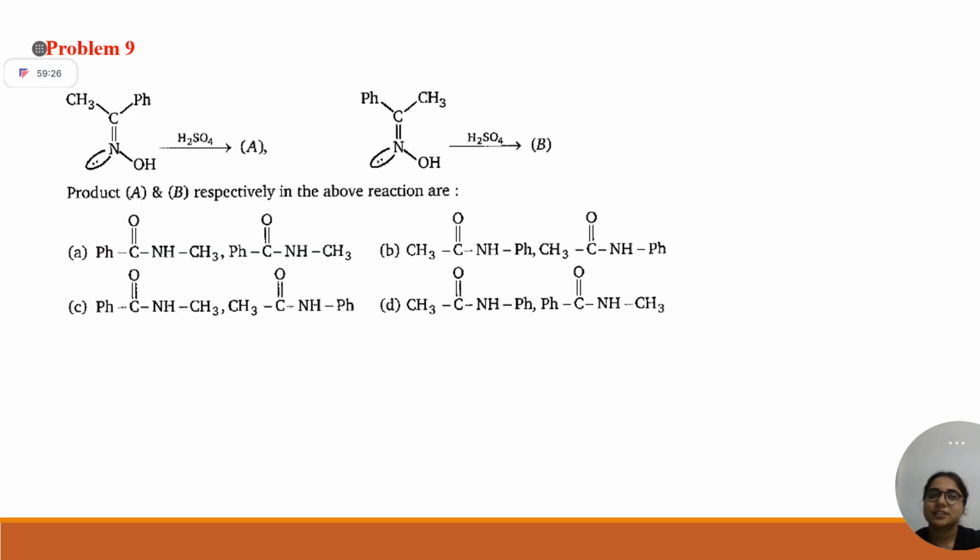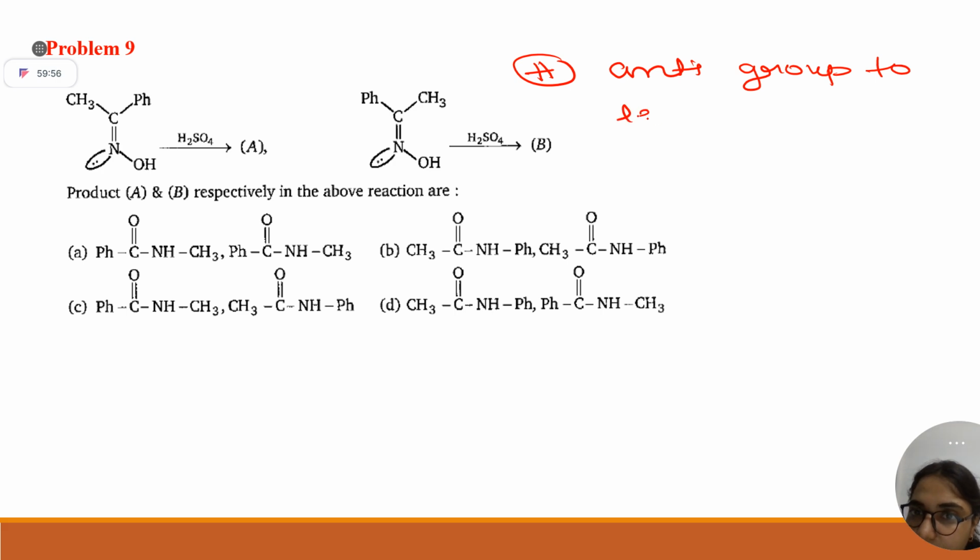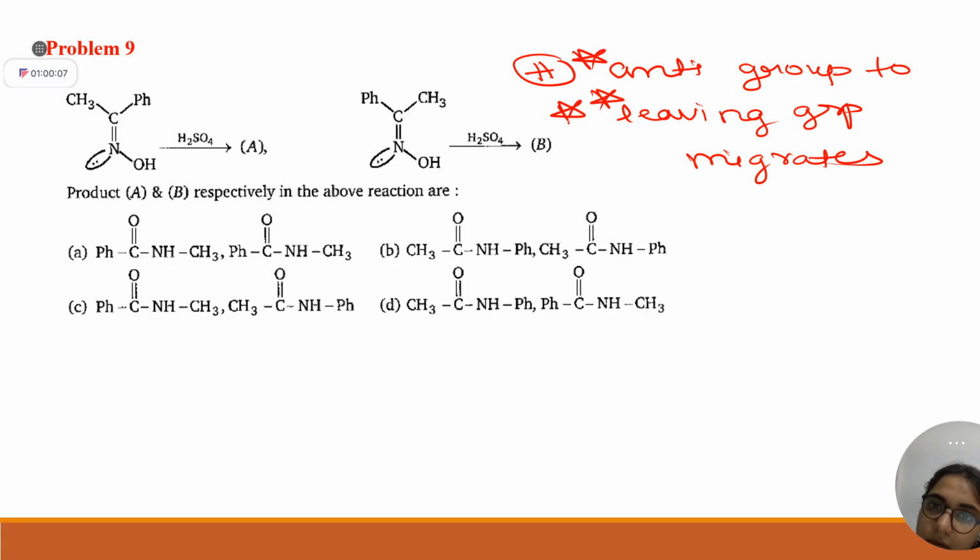Which name reaction is this? Here also, I can't say nitrene type. Okay, tell me. Isn't it Beckmann fragmentation? Not fragmentation, it is Beckmann rearrangement. Sorry. Okay. But one thing to keep in mind here is that the group anti to the leaving group migrates.